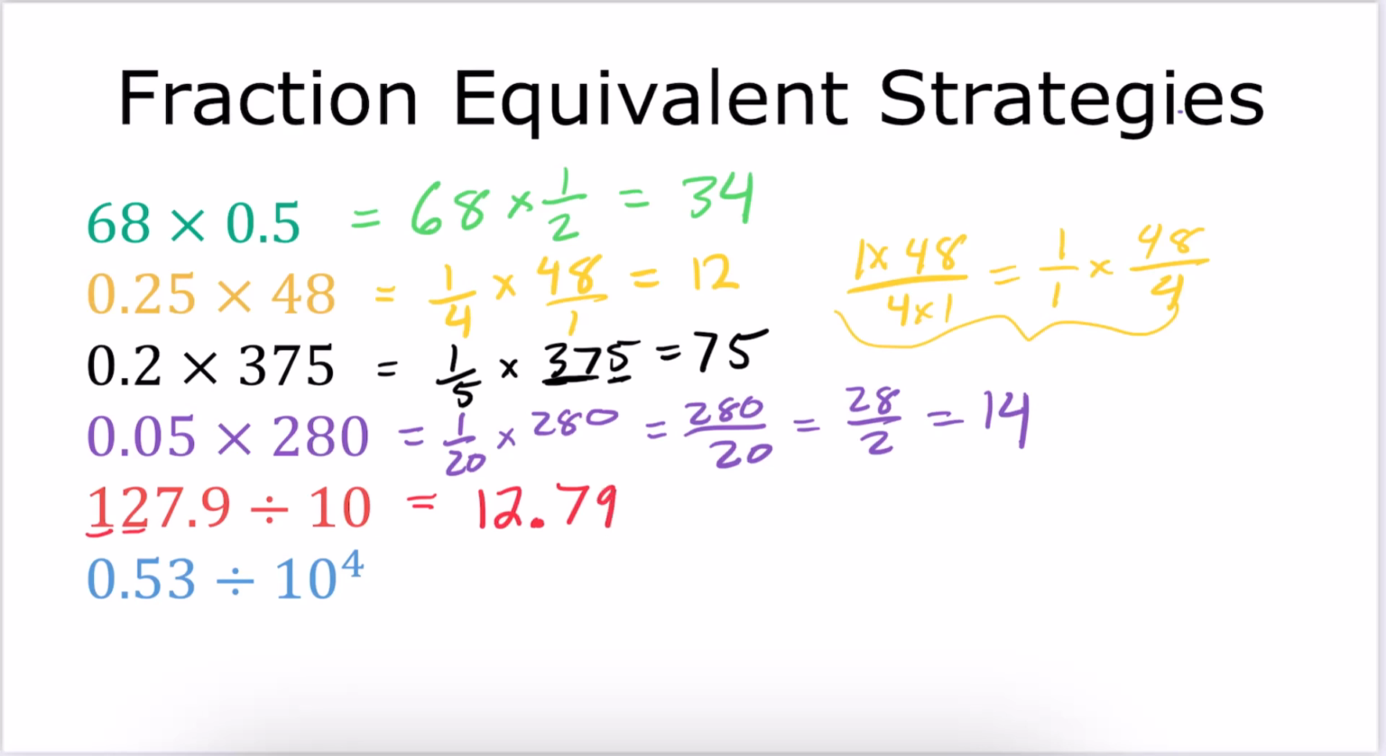And so whenever you multiply by 10, you move the decimal over to the right because each place value got 10 times bigger. But if you are dividing by 10, then you move the decimal over to the left because all of the place values got 10 times smaller. So if we wanted to do something like 0.53 divided by 10 to the 4th, well, that means that it's going to shift over 4 place values.